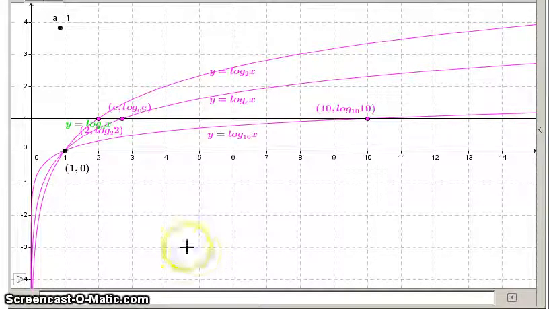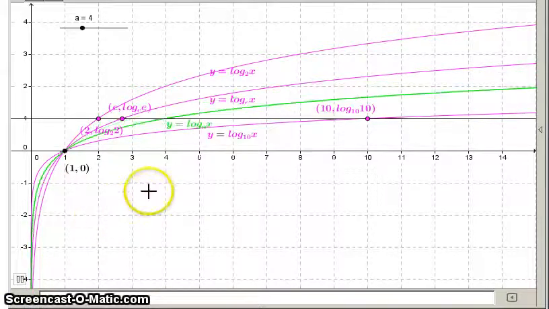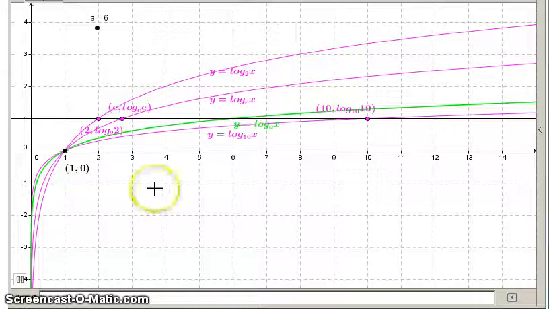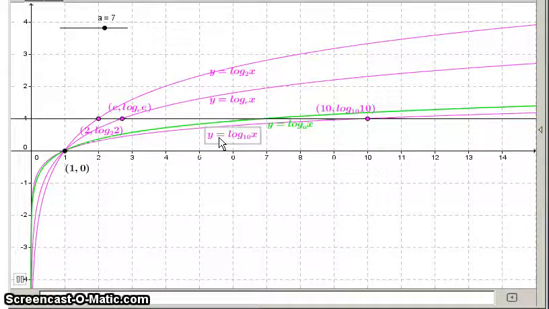Now let's look at an animation of y equals log x to the base a. a is 2, 3, 4, 5, 6, 7, 8, 9, and 10. And you can see the graph varying.